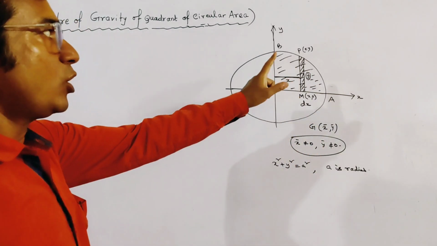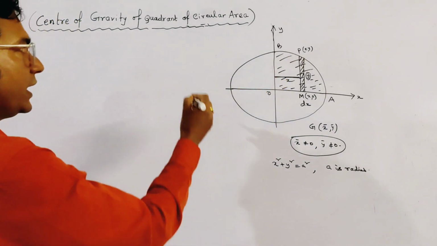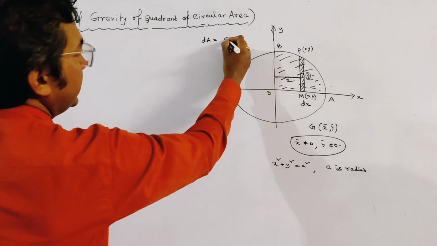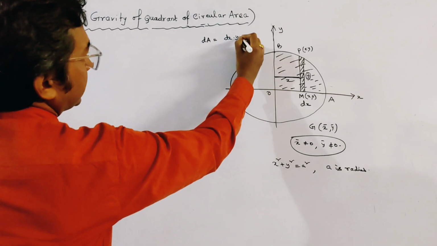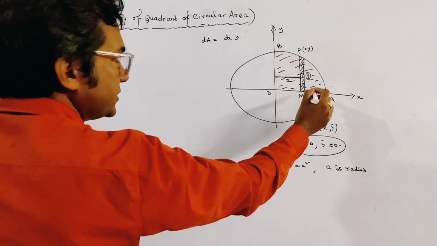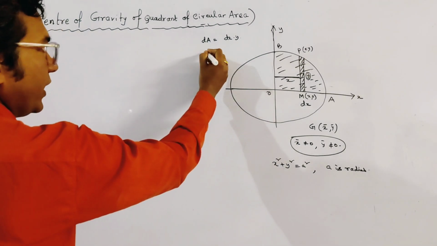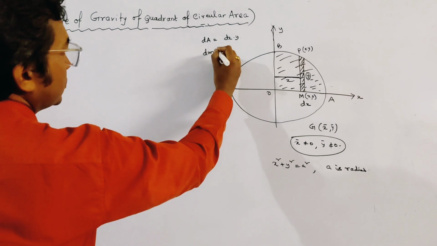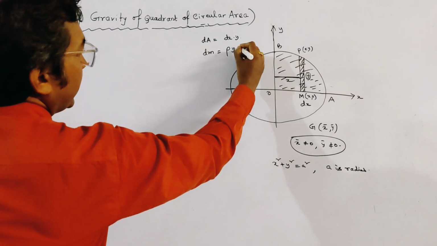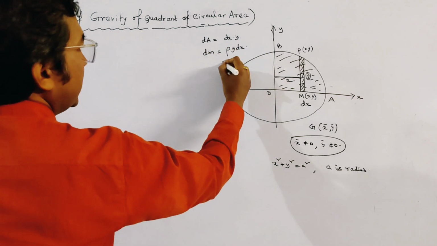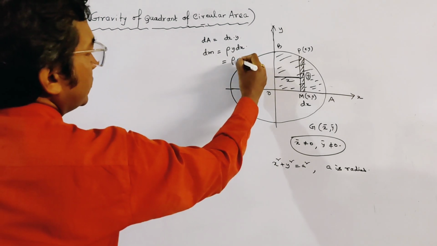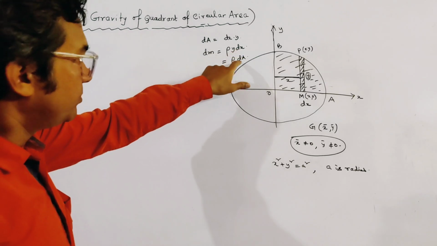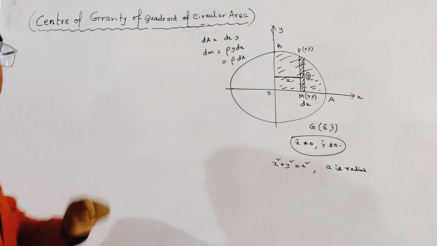So the area of this strip PM, this is the elementary area dA, is given by dx into y. Clear? This is the length and this is the breadth, and we have to find an elementary mass, that is dm. So this is given by rho y into dx, because elementary mass is density into area. We write here in place of dA, y into dx.